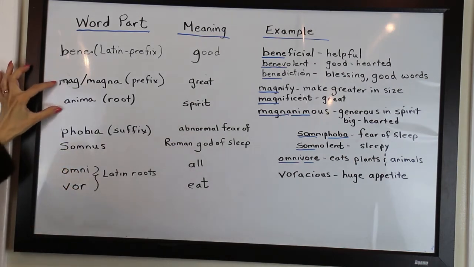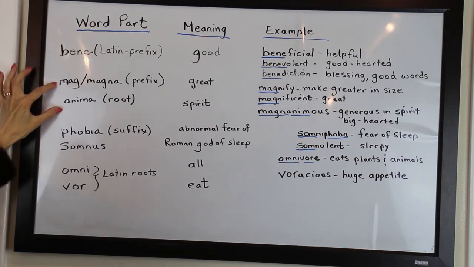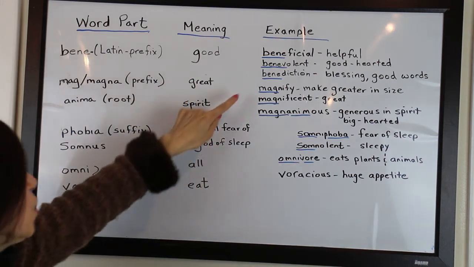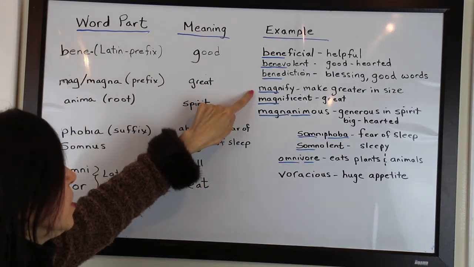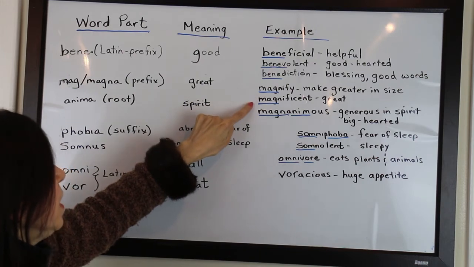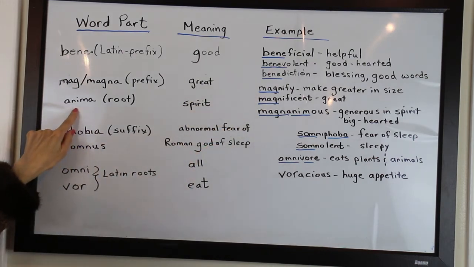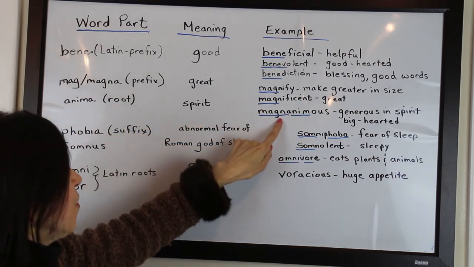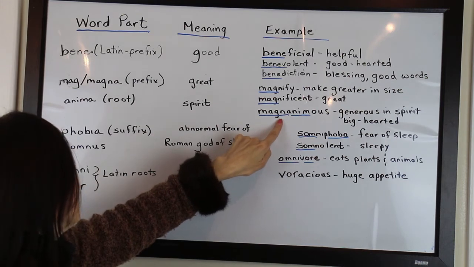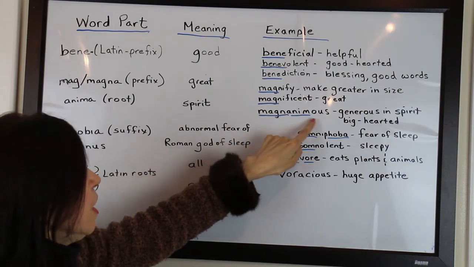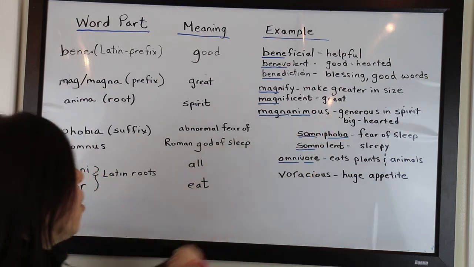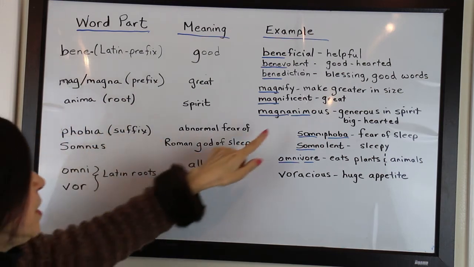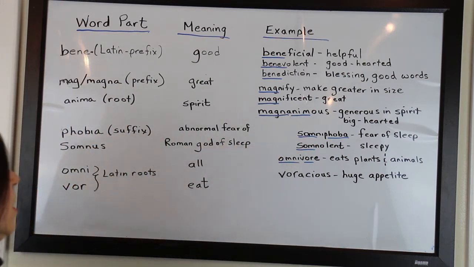Okay, here's how some word parts can work together. Mag or magna is a prefix that means great. First, let's just look at this. Magnify means to make greater in size. Magnificent means great. Anima or anim means spirit. So here's a word that has both the root and prefix. Magnanimous means generous in spirit or big-hearted. Magna means great, anim means spirit, so it's big-spirited, generous in spirit.